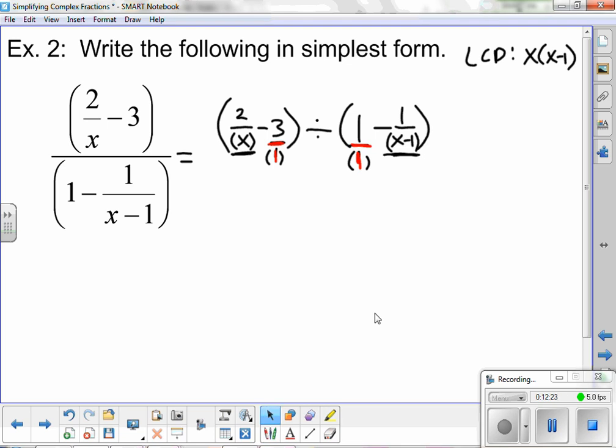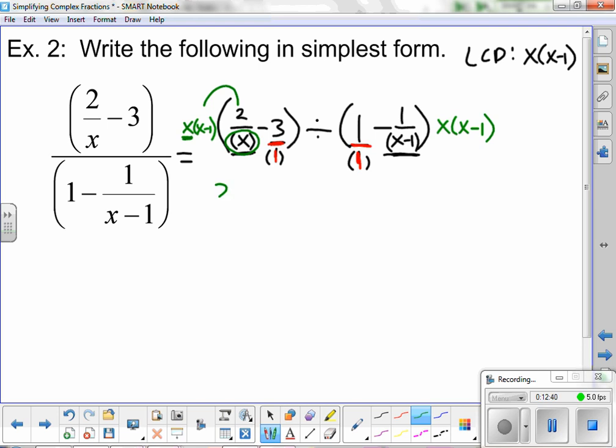So here we go. This side you're going to multiply by x times x minus 1, and this side you're going to multiply by x times x minus 1. Now distribute this to this. Remember, this bottom part will go away with this x. So you get 2 times x minus 1 minus 3 times x minus 1. Just put a 3 in the front. The bottom 1 doesn't really cancel with anything, so this is still your numerator.